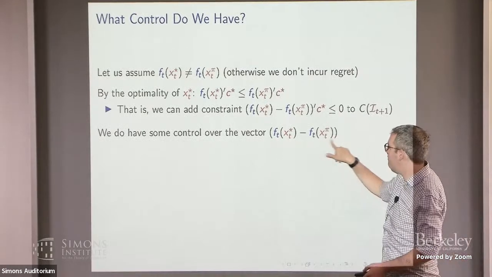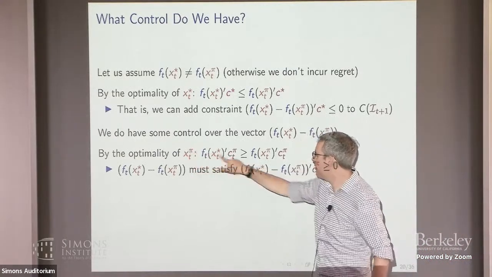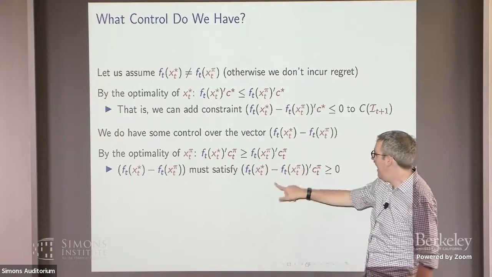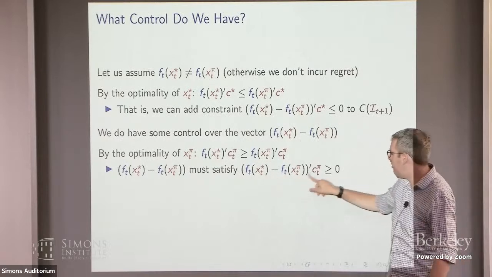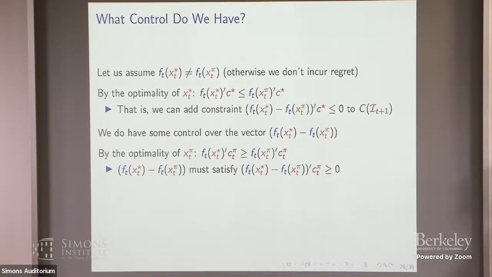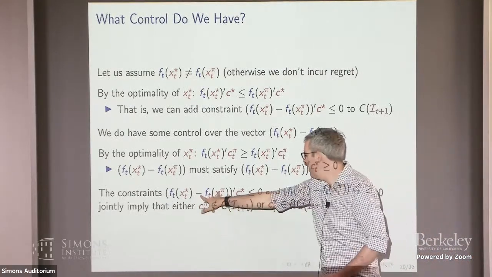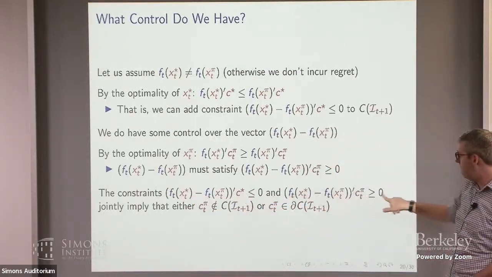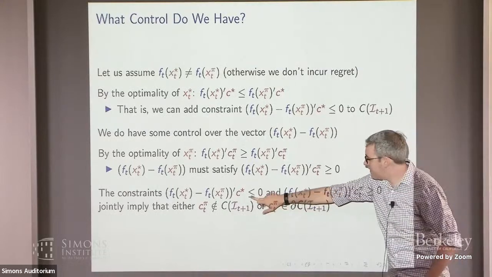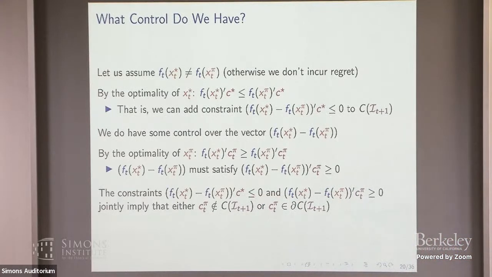And we do have some control over this. What is the control that we have? By the optimality of xt pi with respect to my proxy cost, this inner product is positive. So the difference in actions inner product ct pi is positive. And if you think about this, what am I doing? I know that I'm adding a constraint that the difference in actions inner product c star is negative, and I know the difference in actions inner product ct pi is positive. Imagine that these were strict inequalities. This would mean that nature needs to cut off the proxy cost at every period. Nature needs to throw away the proxy cost in each period.